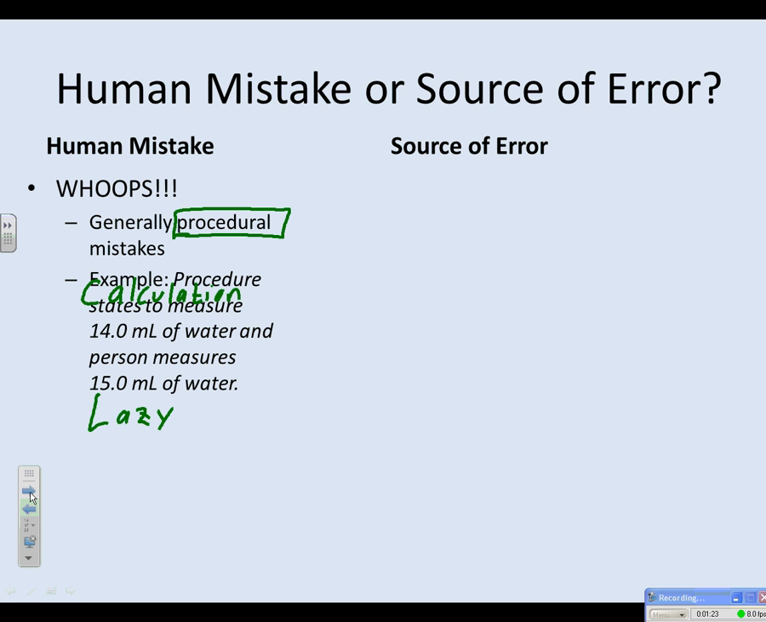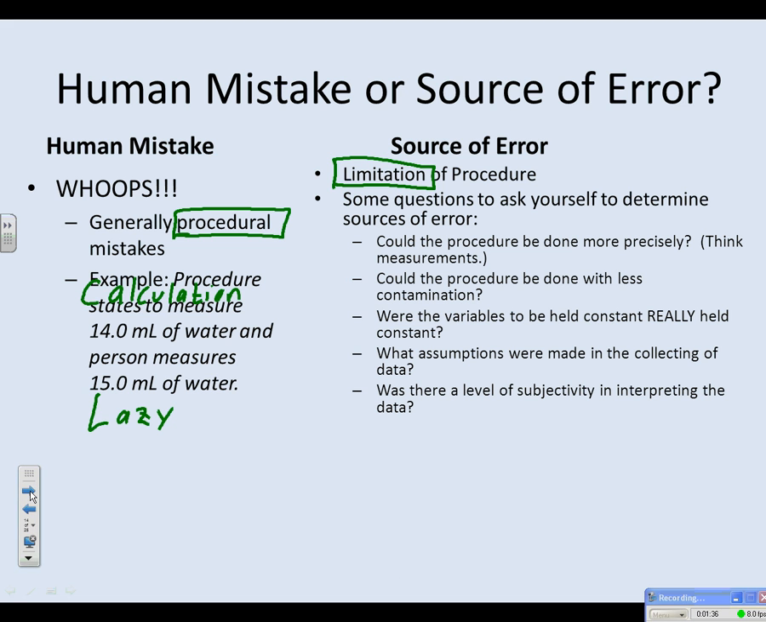Sources of error, on the other hand, are limitations of the procedures. These are generally out of your control. Things that you could not have perfected any other way besides altering your environment. So some questions to ask yourself. Could the procedure be done more precisely? So measurements. This goes back to limitations of your glassware normally. A graduated cylinder versus a flask. A graduated cylinder is normally going to be more precise, but you only had a flask, so you were limited by what you had in your lab.